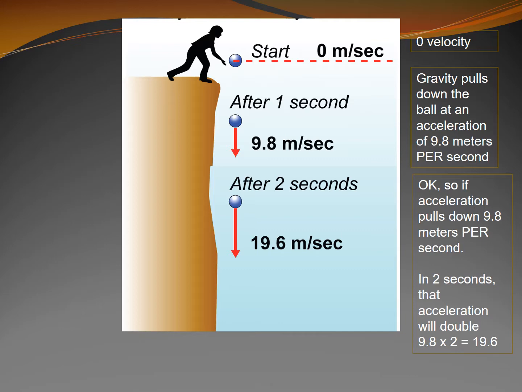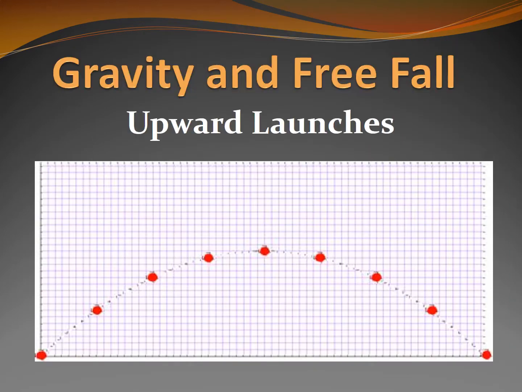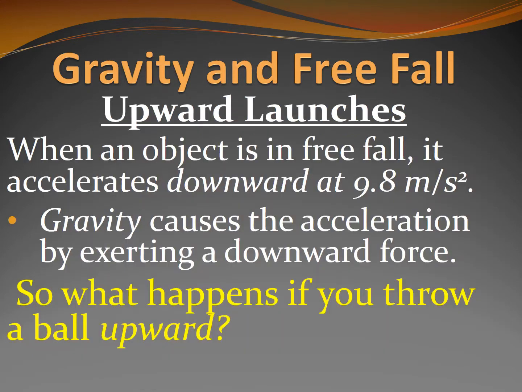Eventually, this would, of course, reach 0 again, right? Because it is going to hit the ground. So we can also describe upward launches. Again, if it's in free fall, it's 9.8 meters per second squared. Gravity causes the acceleration by exerting a downward force.